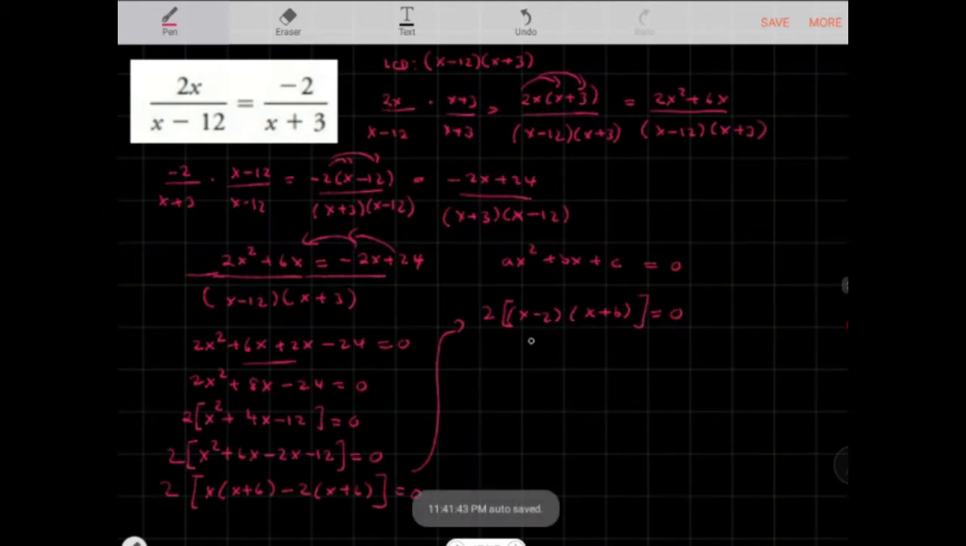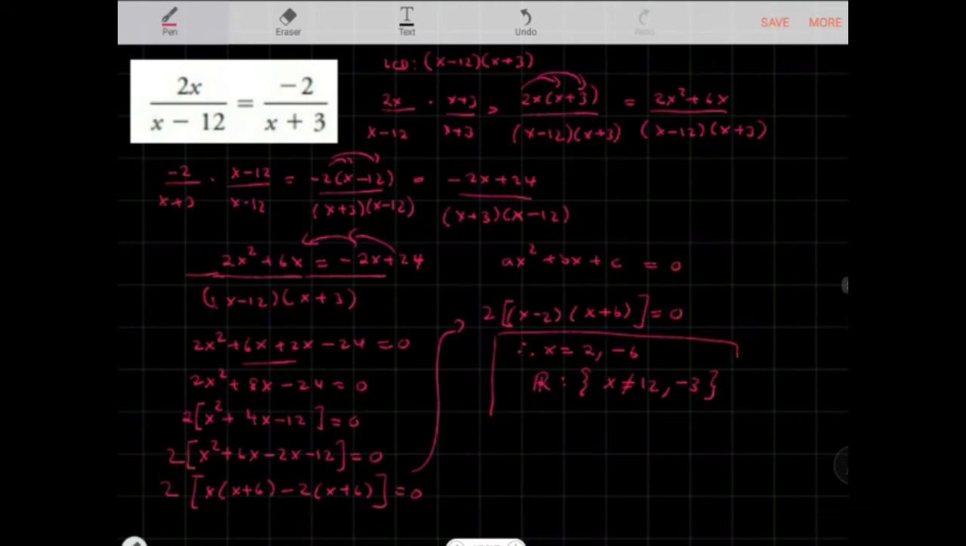In this case, you can see that therefore x can be equal to 2 or negative 6. These are values of x that will make each of these factors 0, right? We also need to understand that there is a restriction on the denominator. We have x minus 12 and x plus 3. We need to write that restriction down, because if x is equal to 12, then the denominator would be 0, and that's undefined. It's the same idea with negative 3. So it's important to also write down our restrictions as well as our solutions to this rational equation.